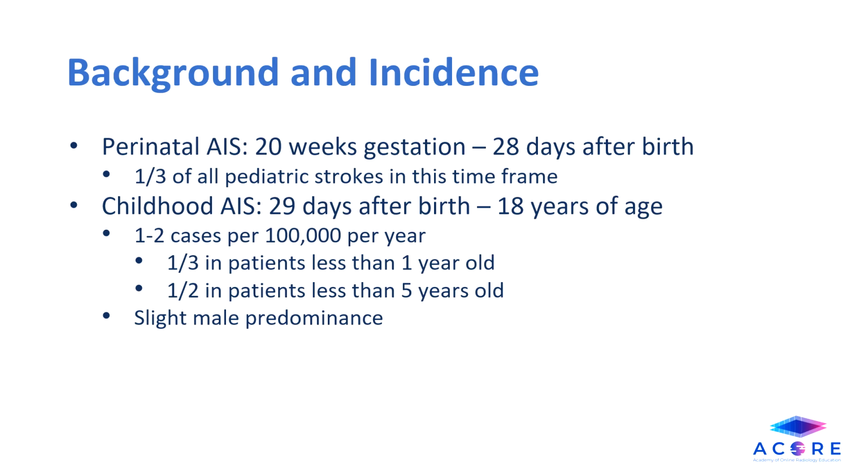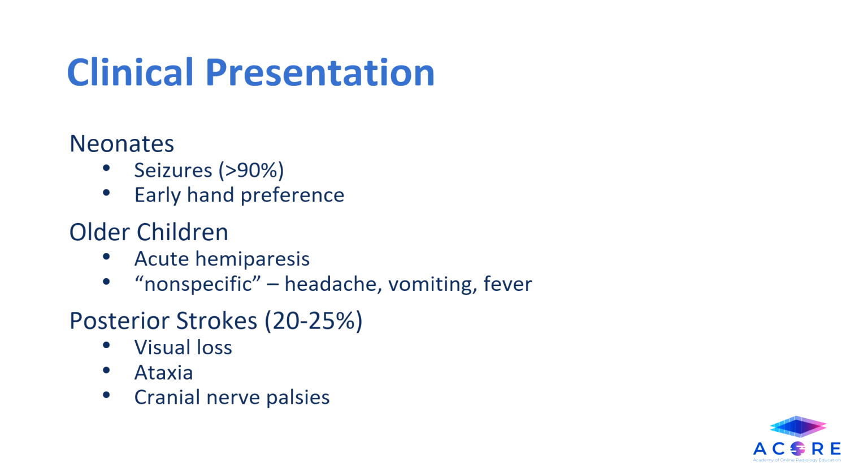The incidence in this age group is about 1 to 2 per 100,000 children per year, with the majority of childhood AIS cases occurring before age 5. As mentioned, pediatric AIS is rare and can be very challenging to diagnose. Therefore, sometimes AIS is diagnosed retrospectively, which may impact how we perceive this data. The clinical presentation of pediatric AIS is heavily dependent on the patient's age, and it can vary dramatically.